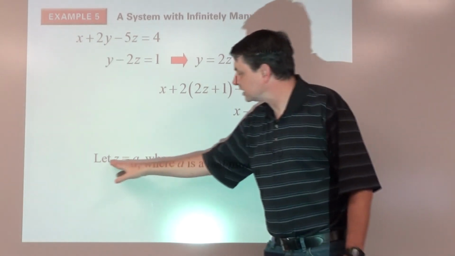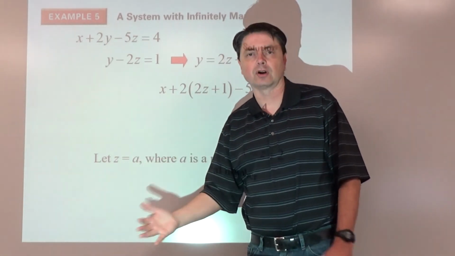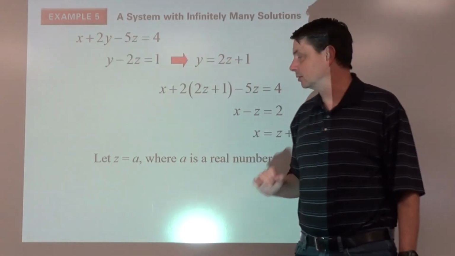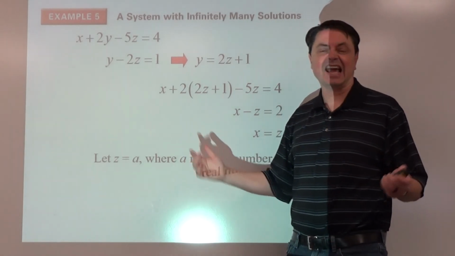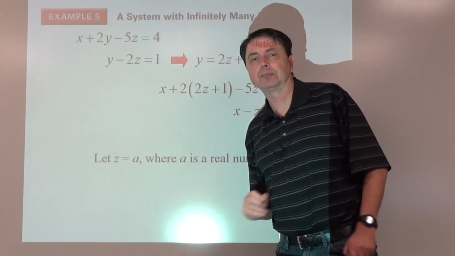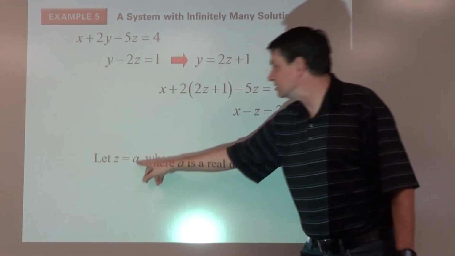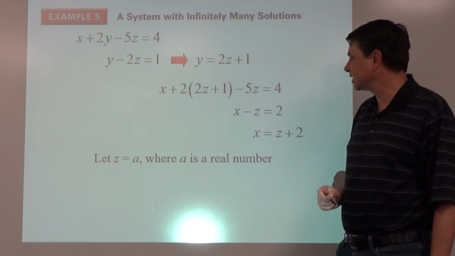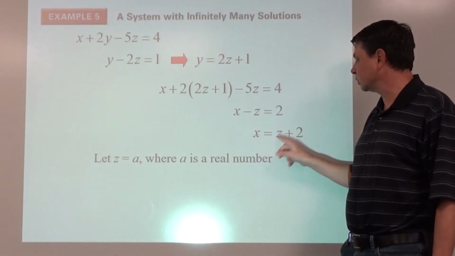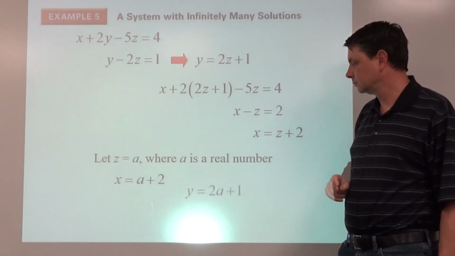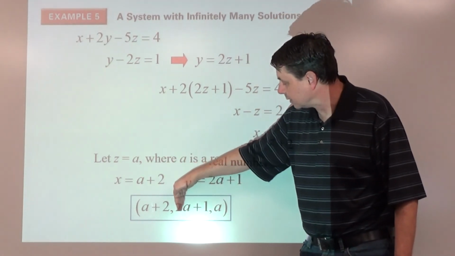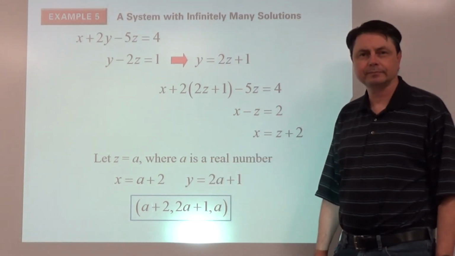So what we do is set z equal to some other arbitrary variable that's not necessarily connected to our system. A could be a good choice. It doesn't have to be. It could be S. It could be K. A is a very popular choice here. So we're going to say that z is going to be A. In which case, y would be 2 times A plus 1, and x would be A plus 2. So our ordered triple is (A plus 2, 2A plus 1, A).